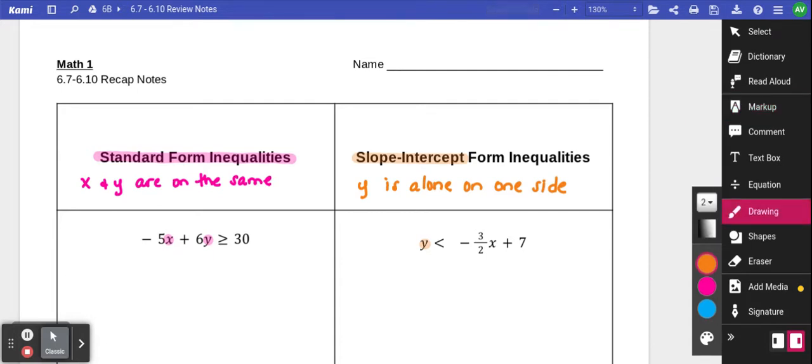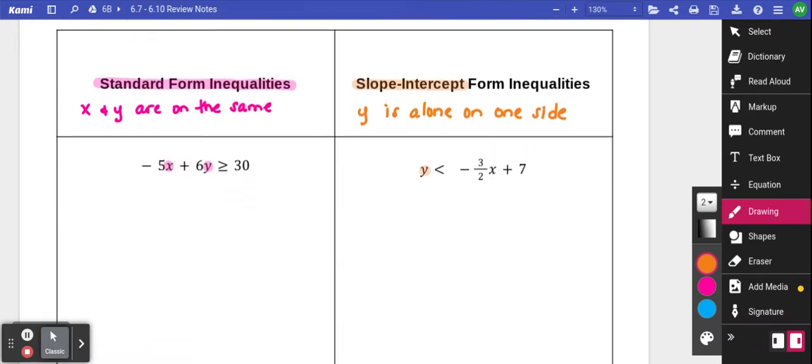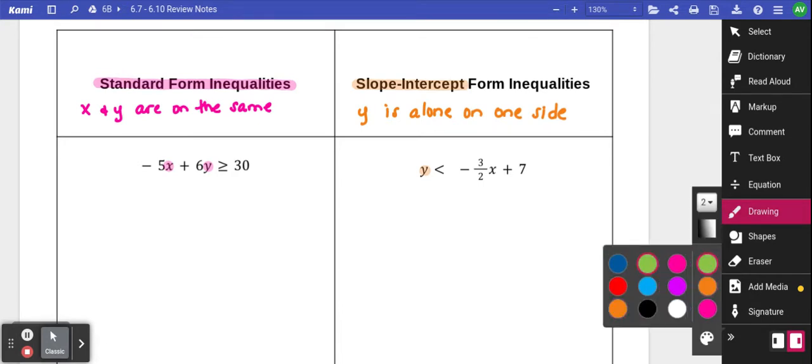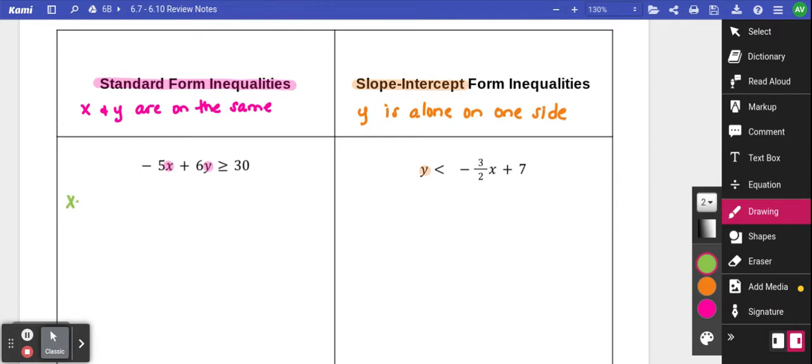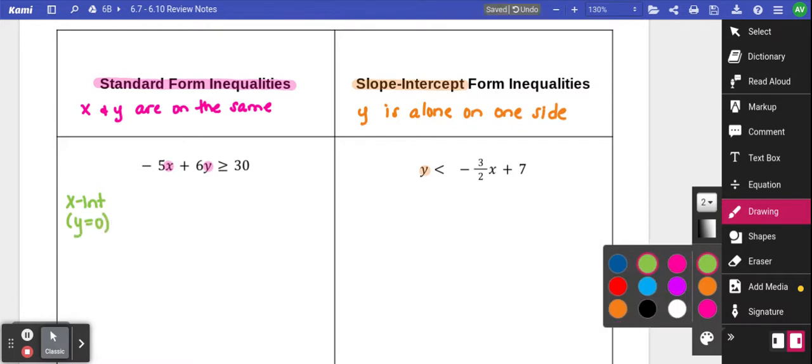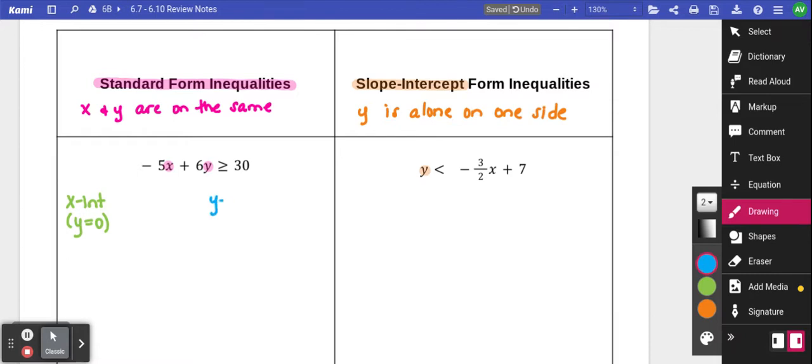Now, our strategy for graphing these is going to change depending on which type of equation we're looking at. So let's talk first about the strategy we're going to use for graphing an inequality that is in standard form. Whenever we see an inequality that's in standard form, our strategy is going to be to find the x-intercept, which is the point on the graph where y is 0, as well as find the y-intercept, which is going to be the point on the graph where x is 0.